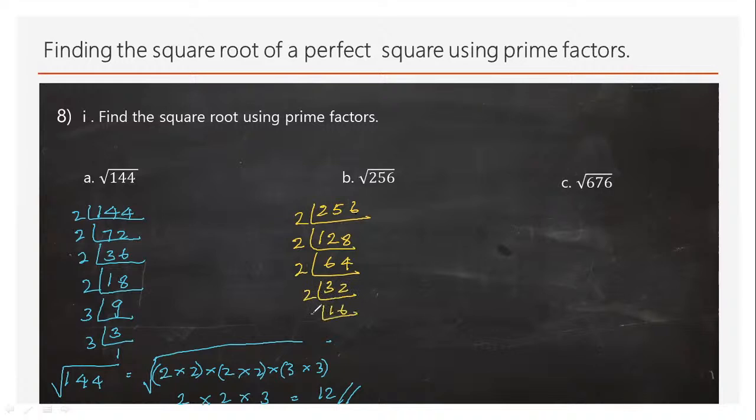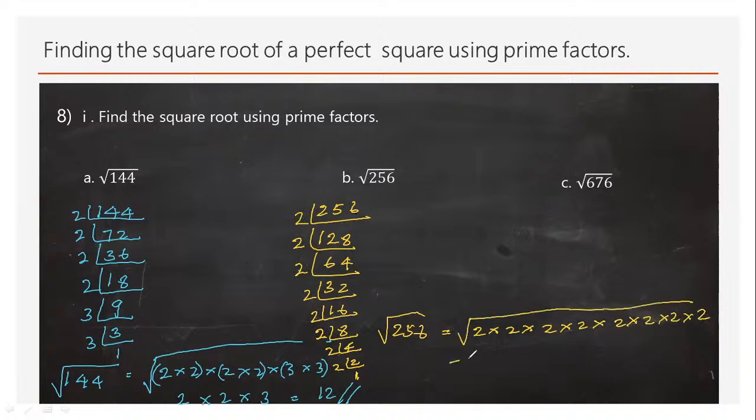16. Again divide by 2, 8. Again divide by 2, 4. Again by 2, 2. Again by 2, 1. Right? Then you can write here, the square root of 256 equals 2 into 2 into 2 into 2 into 2 into 2 into 2 into 2. 1, 2, 3, 4, 5, 6, 7, 8.